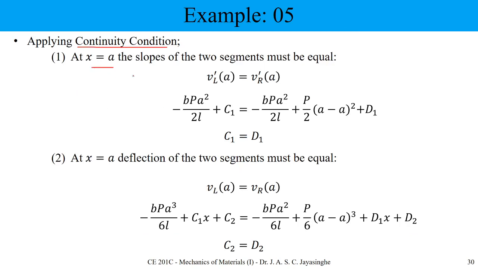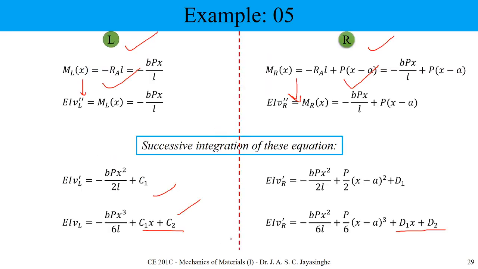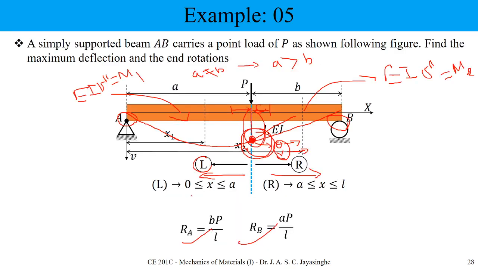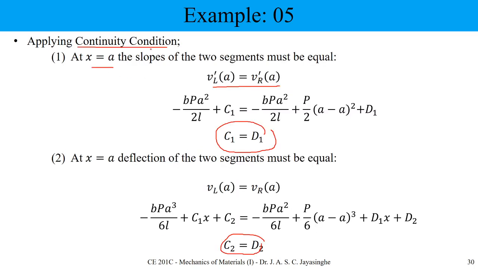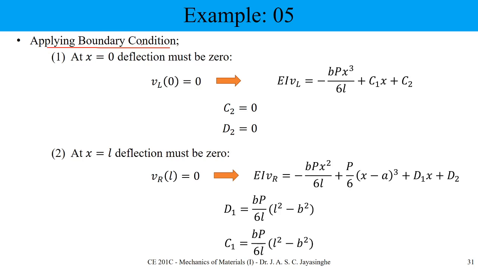At x equal a, slope should be the same, so I'm going to use this equation. From that, C1 should be equal to D1, and this one gives C2 equal to D2. Now we need to find only two sets of integration constants. So for that I'm going to use the primary boundary conditions at that point and that point. Here first I apply the continuity condition. From continuity condition we realize these relations, and next we come to here and apply the boundary condition.